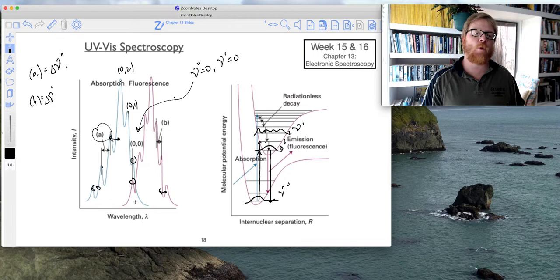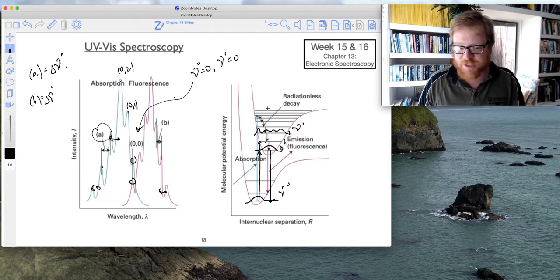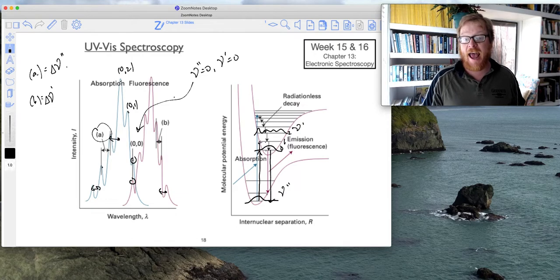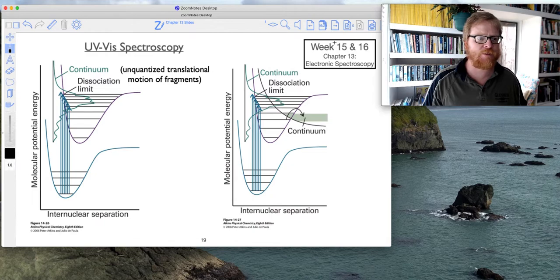The way this works out is because of this fictitious example right here that has this nice Franck-Condon vertical transition overlap, okay? Not all molecules have nice overlap like this. And I think I have a picture of something like that next.